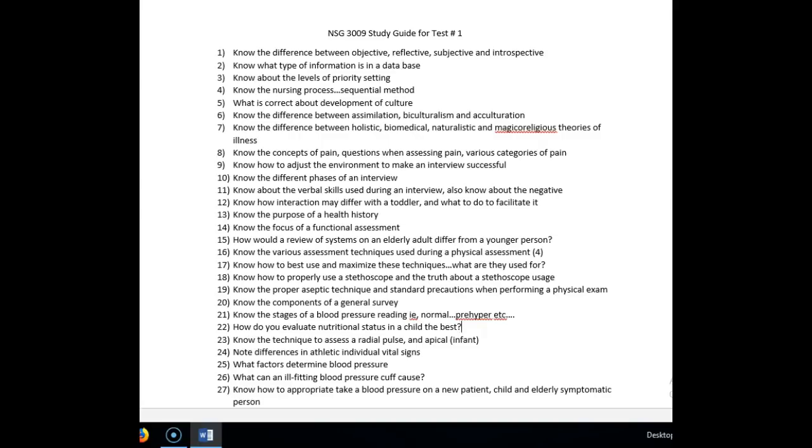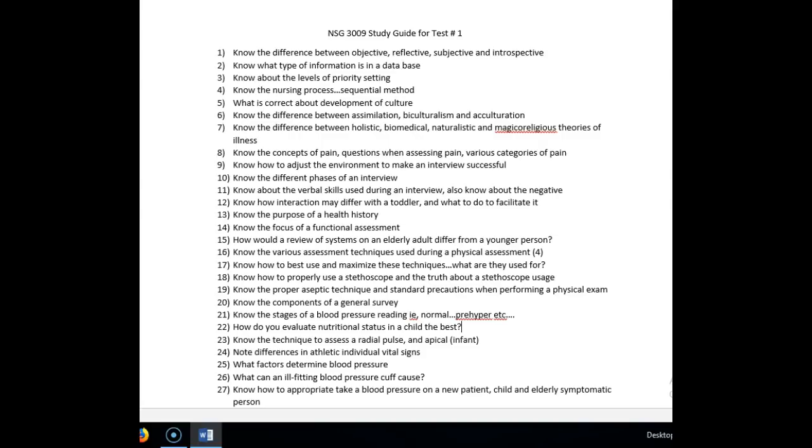Be aware that it's important that the cuff covers 2/3 of the arm. Remember we told you guys that about the cuff, if it's too big, you'll get a low reading. If it's too tight, you'll get an inaccurately high reading. Know about that as well.